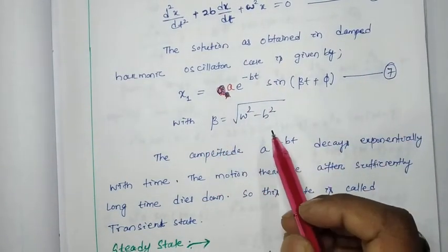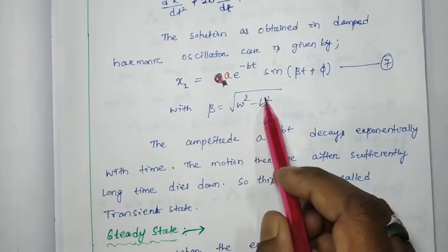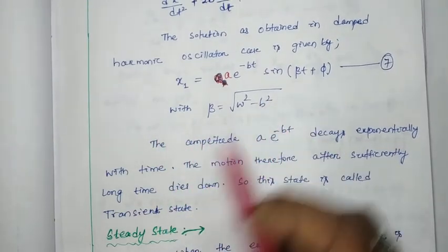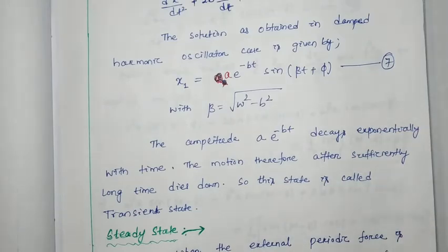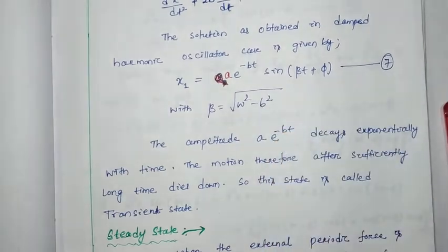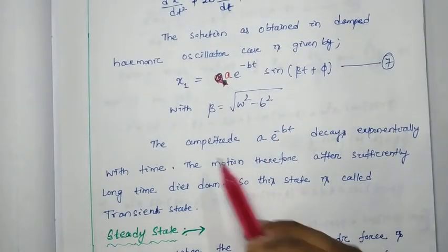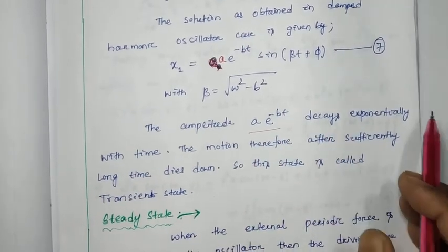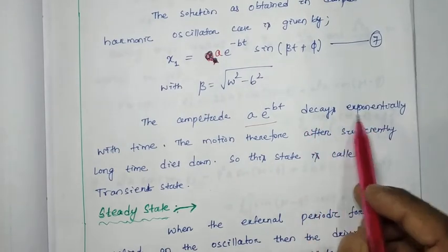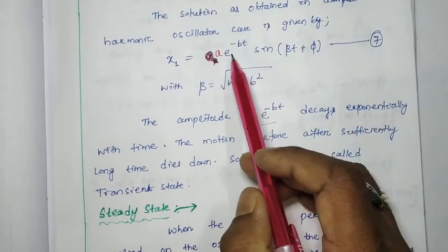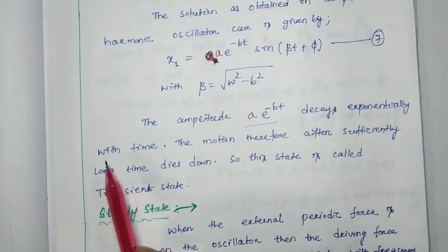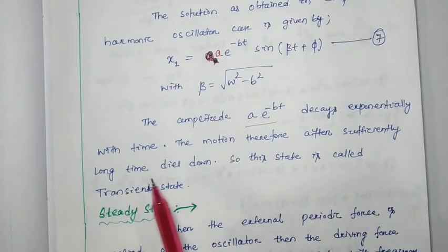Here beta is equal to the square root of omega square minus b square. Omega is the natural frequency of the particle. B is the resistive part, or resistive nature, of the medium. And the amplitude a e to the minus bt is the amplitude which continuously decreases as an exponential function of time, and the motion therefore dies down after a sufficiently long time.